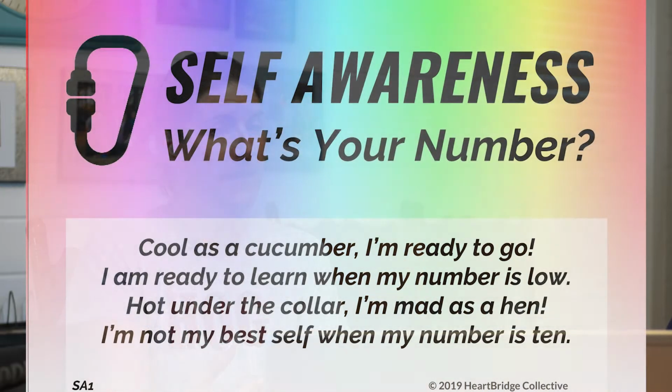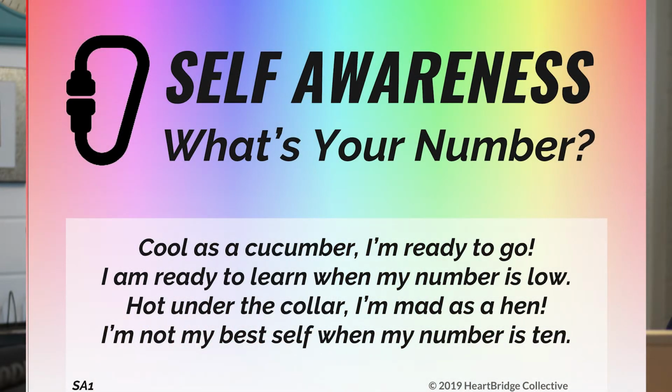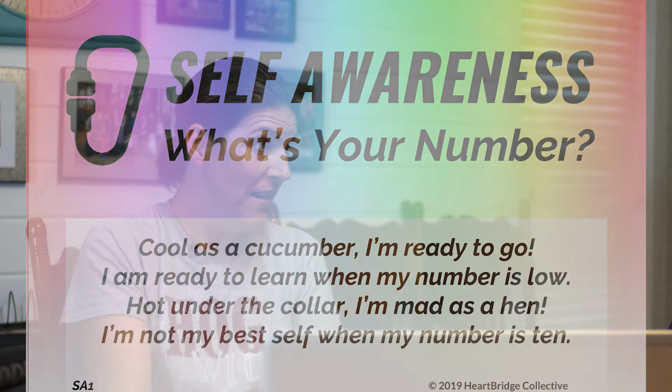For self-awareness, there's two for each one. So for self-awareness, it's what's your number? And you'll see the little poem. It says, cool as a cucumber, I'm ready to go. I'm ready to learn when my number is low. Hot under the collar, I'm mad as a hen. I'm not my best self when my number is 10.